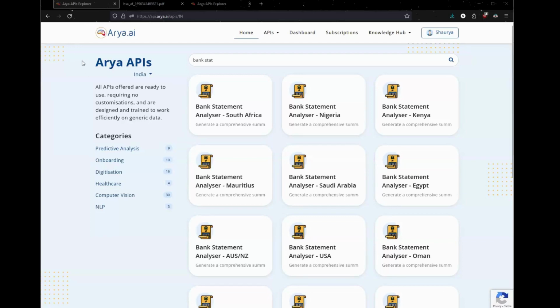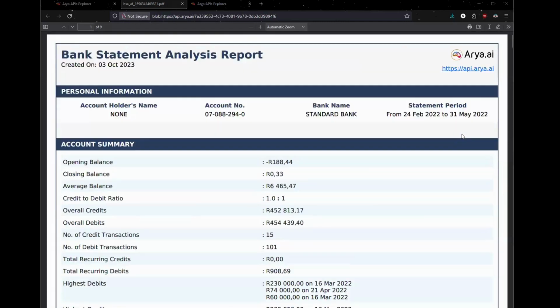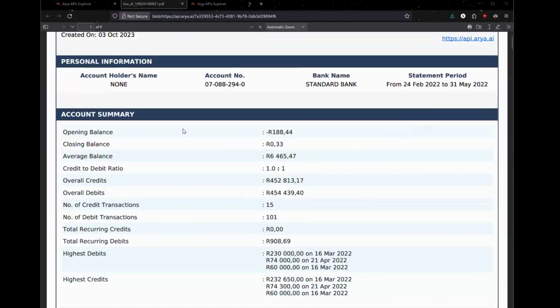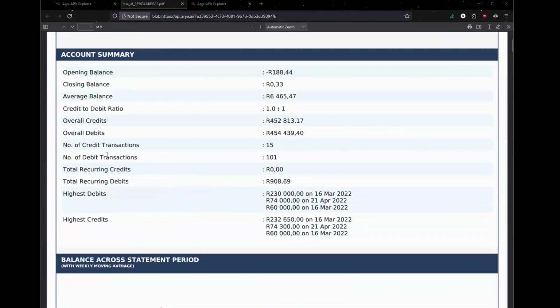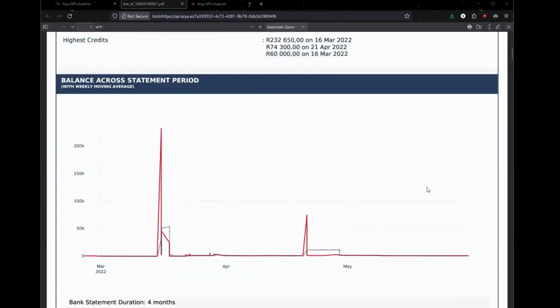I'll also quickly show the PDF report. I think I've answered all the questions, and someone wanted to have a look at it, so I'll quickly show it. So this is a PDF report, again from a sample statement. It's all the information here, something similar to the Excel report. Again, we have the account summary consisting of all the important metrics which you could also see in the Excel format. This is the balance account statement period.